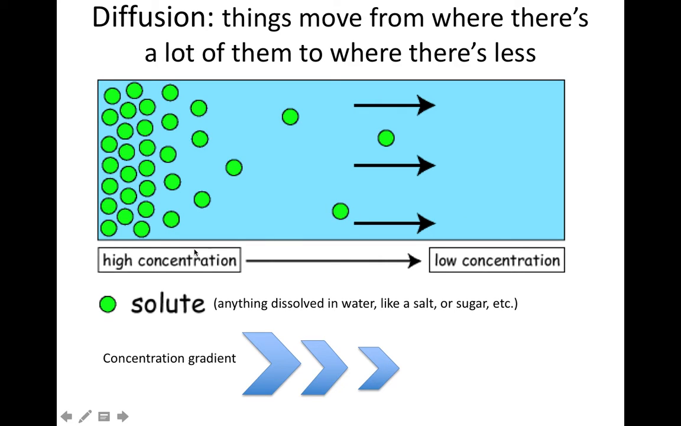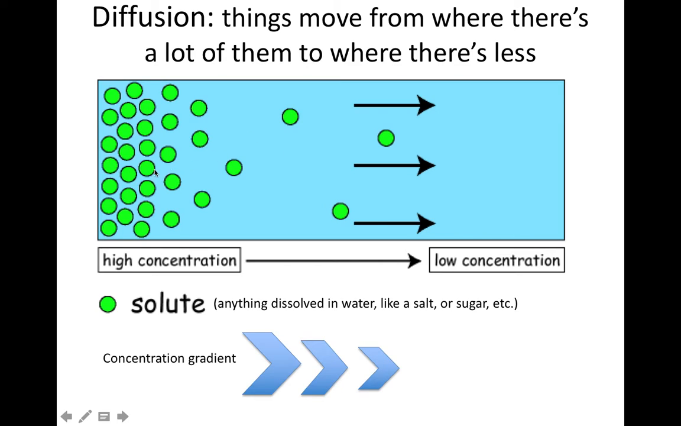We refer to the place where there's a lot of things piled up like this: over here, we've got these green dots, and there's a ton of them all crowded together. That's what we call a high concentration of those dots. There's a lot of them in a small amount of space, so they're highly concentrated. Over here, we don't see any green dots. So this is actually a zero concentration, but we're referring to it as a low concentration.